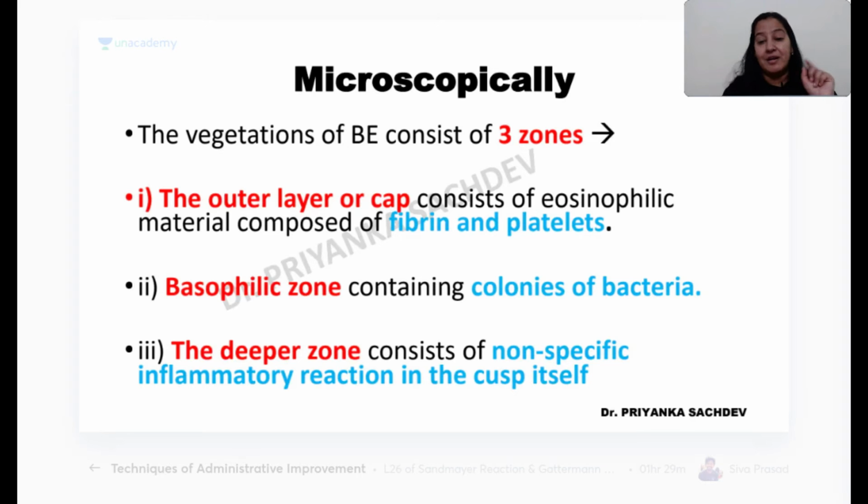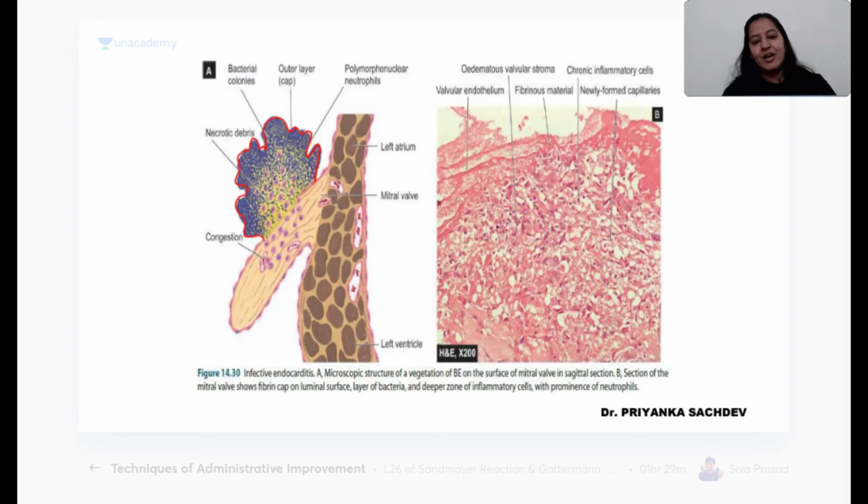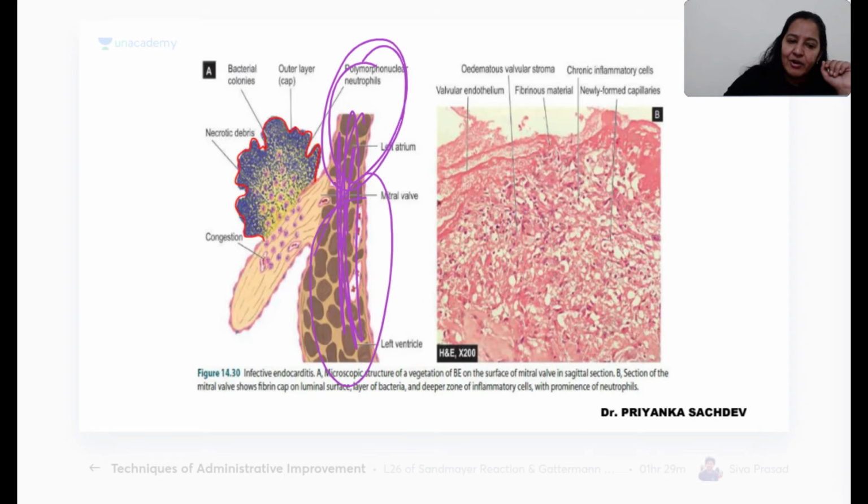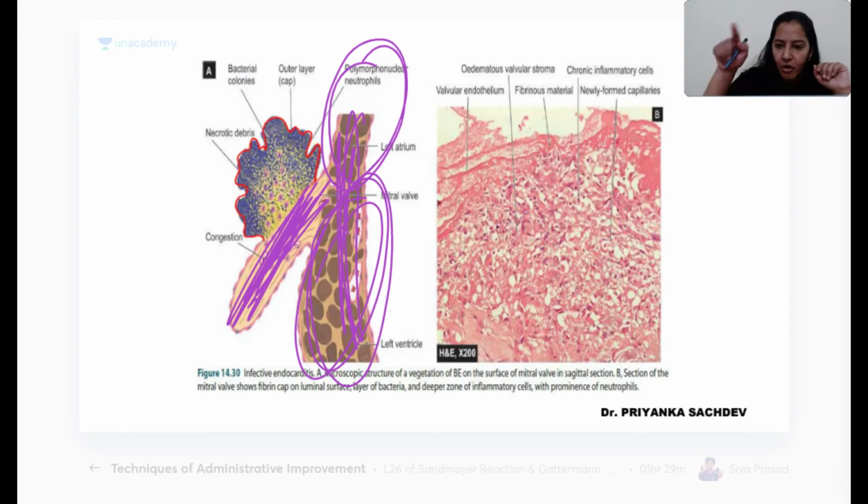Here microscopy is also important. The vegetation's microscopy is important. So if I cut a vegetation and make a slide of it, I can see it like this. Can you see? This is a valve. This is a heart valve. So this is the atrial surface, this is the ventricular surface. So at the junction of atria and ventricle, there is the AV valve. So this is the valve. And on the valve, you can see a vegetation, purple color vegetation.